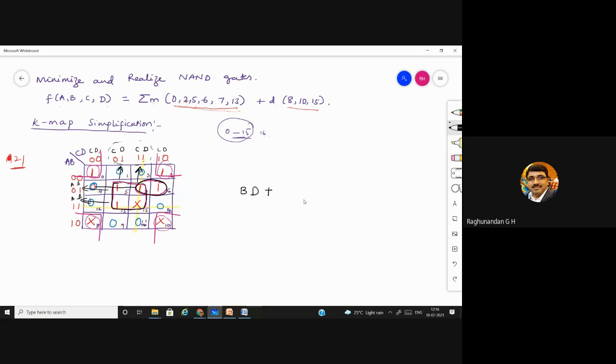So see the horizontal position, what we are having: 0, 1. What does 0 indicate? Complement. 0 indicates complement. So A bar B. Coming to the vertical position, we are having two positions. When you compare between these two, which is common? C is common. So A bar B C. So this is the simplified equation for this group.